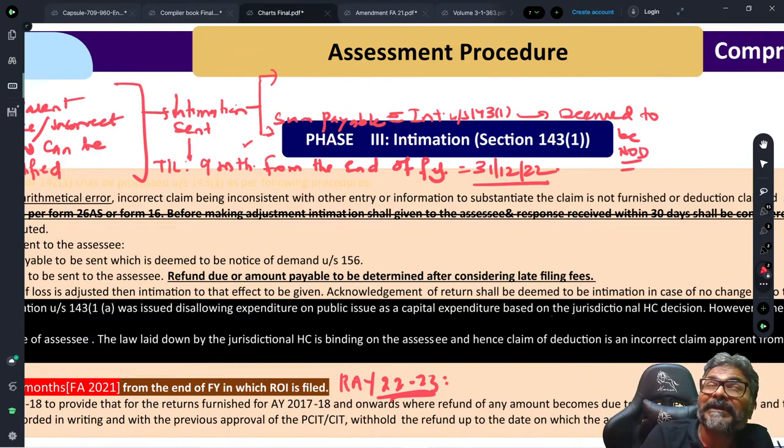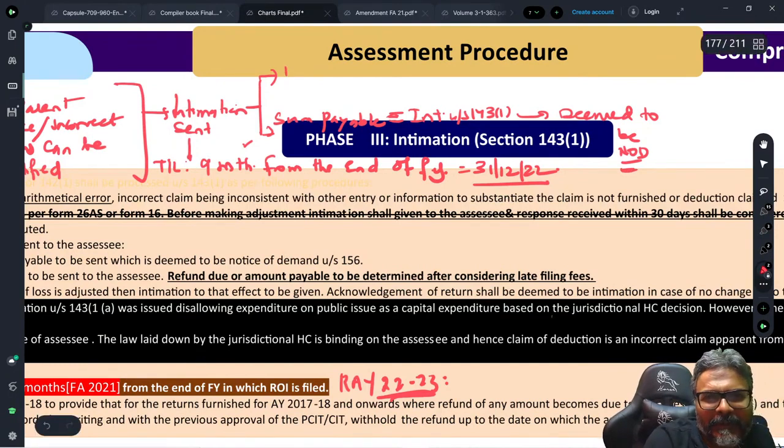On you, students, the recovery proceedings begin. Did you all get this one? So on you, students, the recovery proceedings begin. That exactly is the point. So I hope that all of you are clear with this particular proposition. So this is the deemed notice of demand, and that is the point which is there.